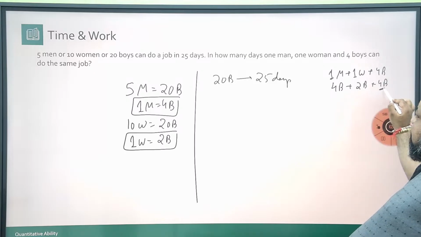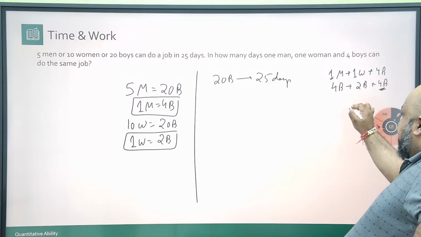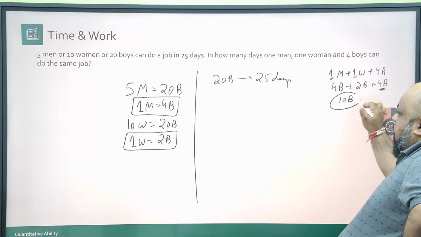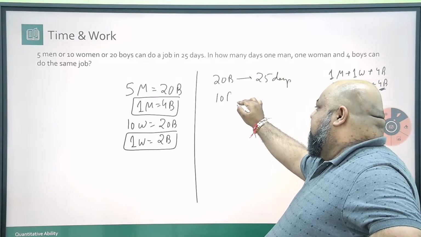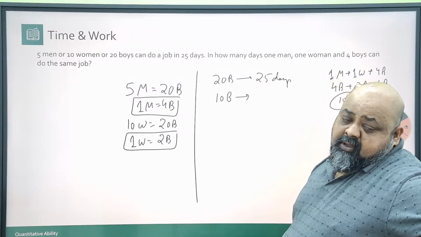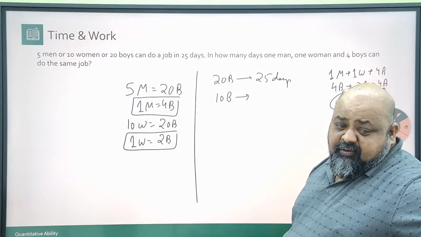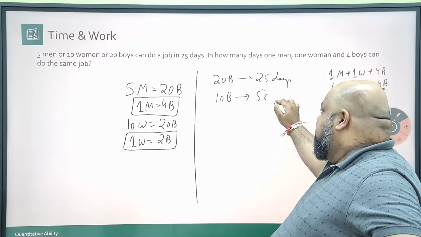आई थिंक आपने इस वैल्यू को 1 ले लिया. तो ये हो गया 10 boys. 20 boys can do work in 25 days. In how many days will 10 boys do the same work? Because number of boys half हो गए, number of days double हो जाएगा.